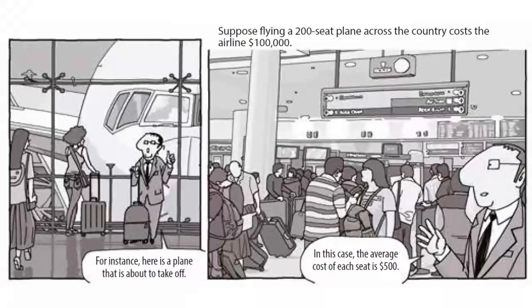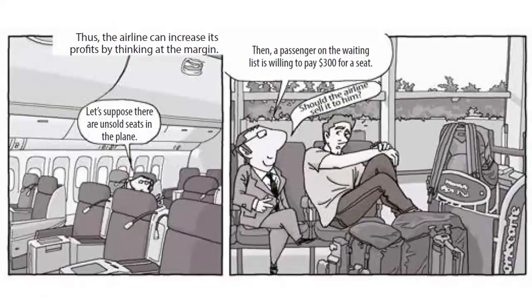For instance, here is a plane that is about to take off. Suppose flying a 200-seat plane across the country costs the airline $100,000. In this case, the average cost of each seat is $500. Thus, the airline can increase its profits by thinking at the margin.